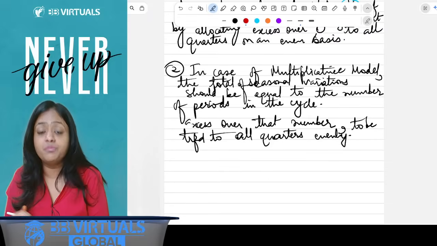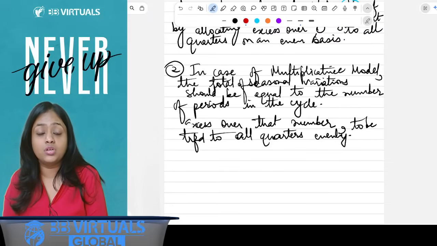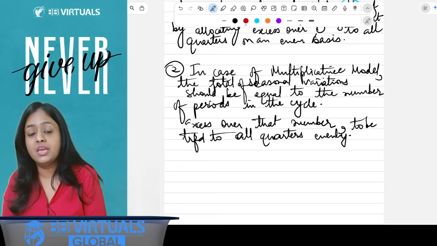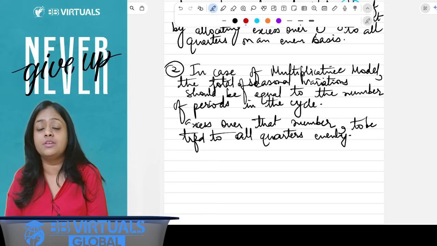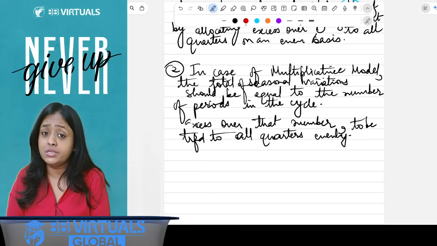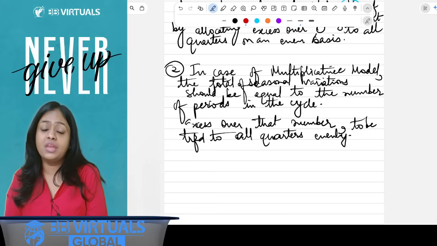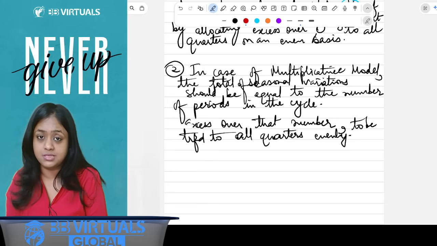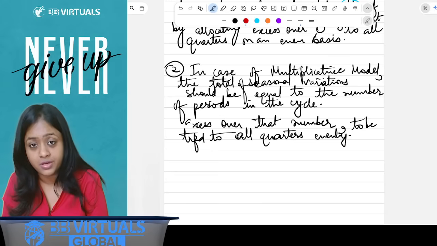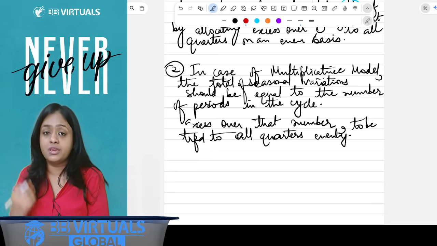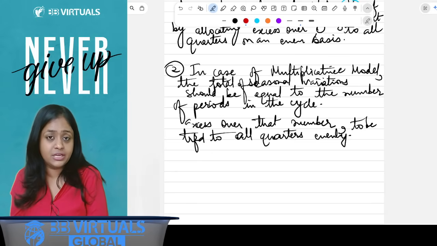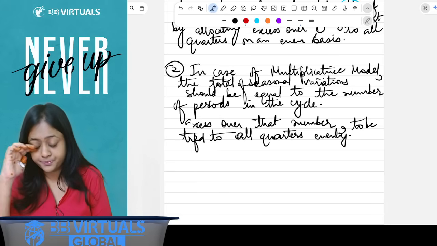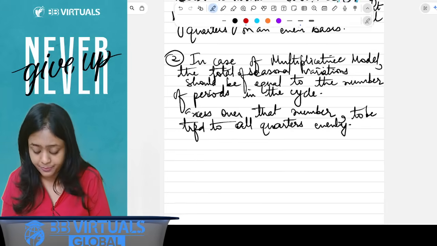Now, in case of multiplicative model, the total of the seasonal variation should be equal to the number of periods that we have taken. Let's say if we are following a 12-month period, then the total should be 12. If you're following quarterly period, then the total should be 4. Again, if you have less than this or more than this, you will adjust it by adding something or reducing something, so that the final total becomes 4 only. And then you will get the adjusted seasonal variation that you will multiply with trend, and after that you add it with the trend to get the forecast value, the forecasting sales value.